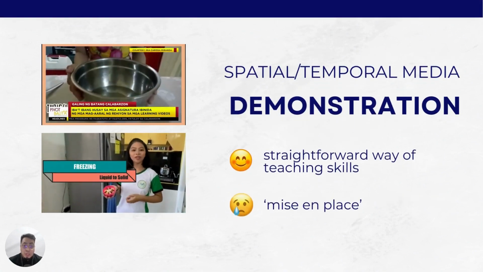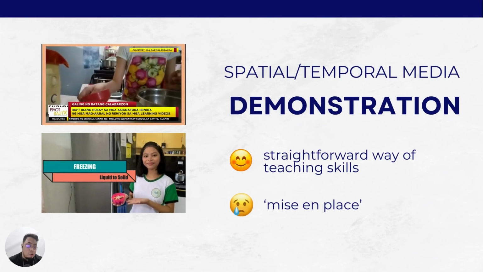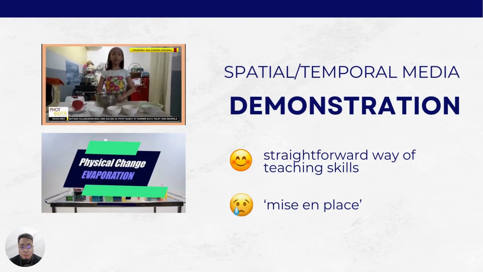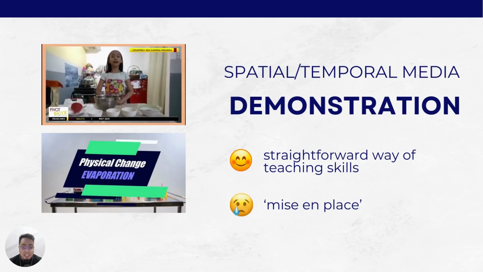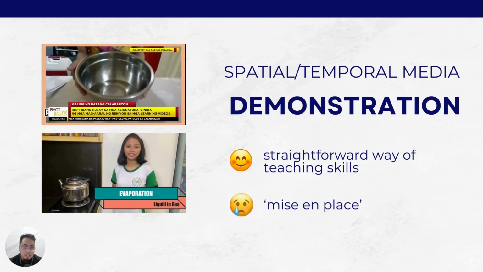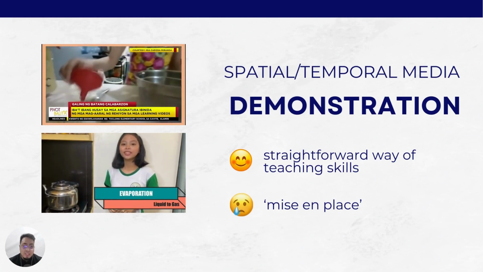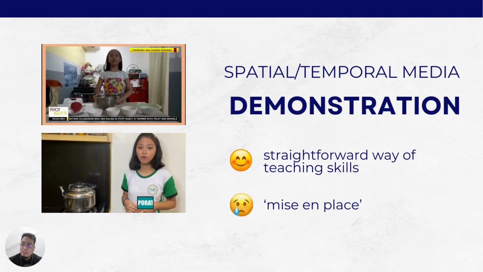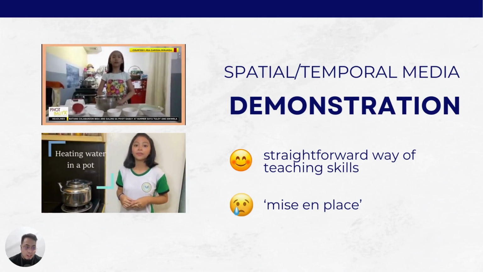After puppetry, we also have demonstrations, sometimes called demos. These are most effective for a straightforward way of teaching skills. However, as written here with the sad emoji, everything should be in mise en place. When we say mise en place, it's a French term that means we have to present everything in place.